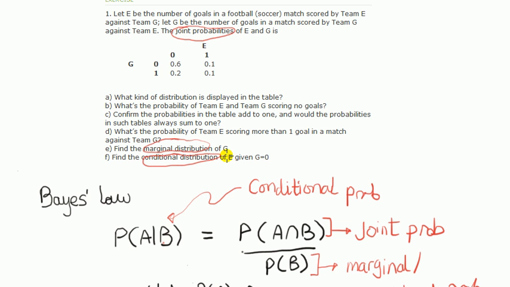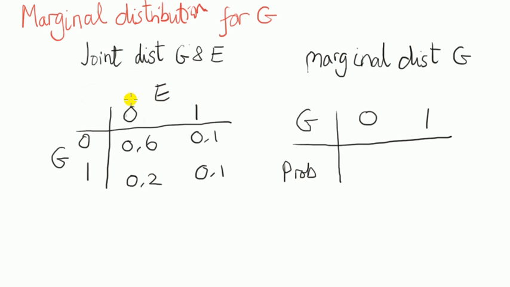So as we explained, this means that we have to write down the outcomes of G, which we know is 0 and 1, and the associated probabilities of those outcomes. And that's irrespective of what else happens. So in this case, irrespective of how many goals Team E scores. We can obtain the marginal distributions from the table of the joint distribution. So from joint we can obtain the marginal, and this is how to do it.